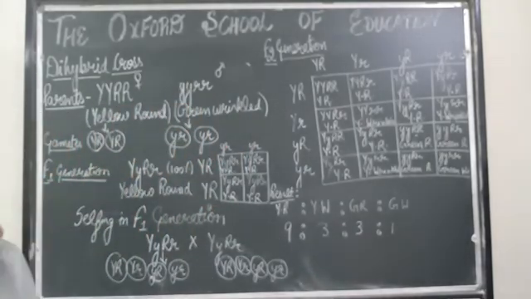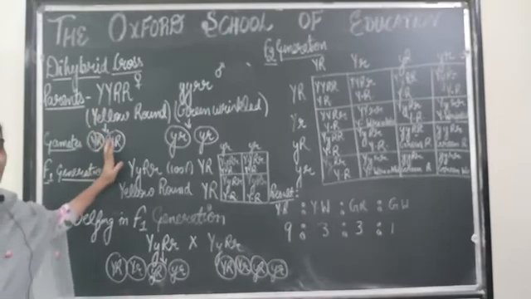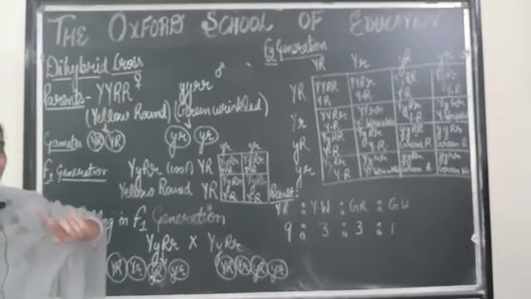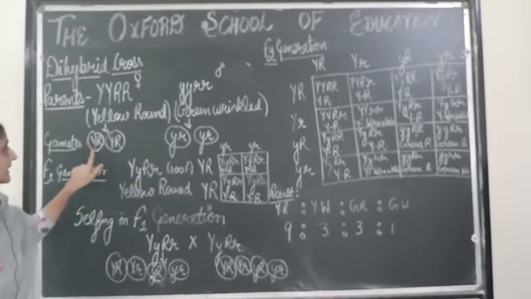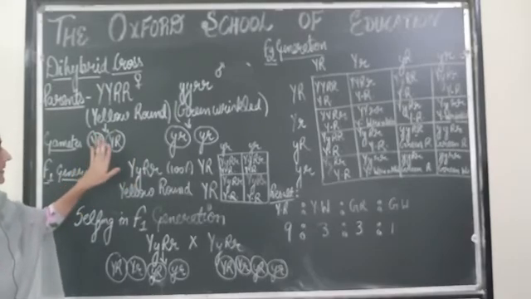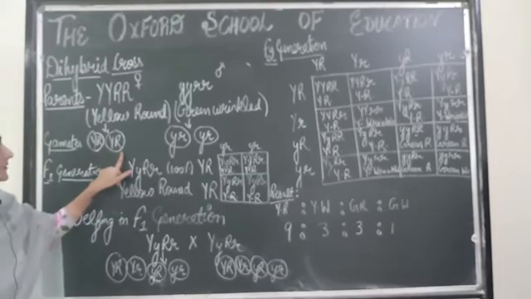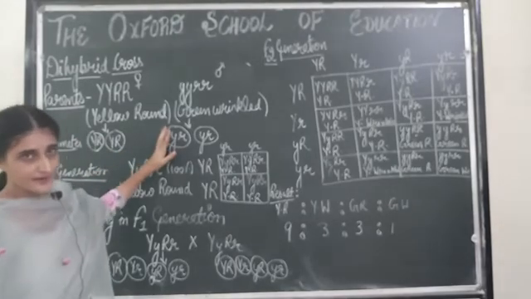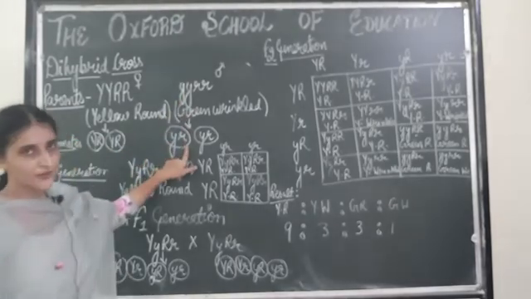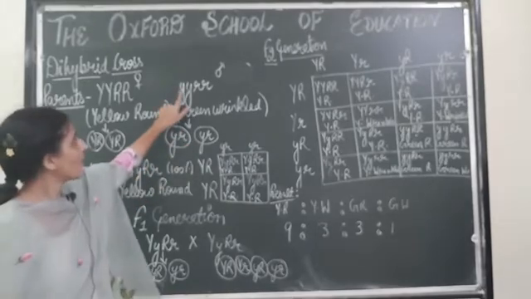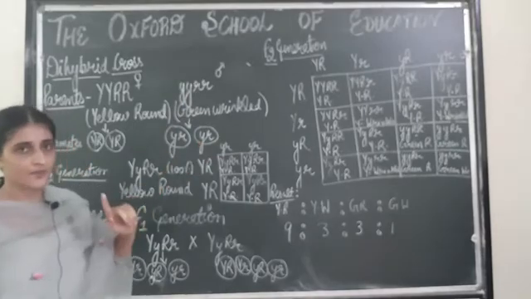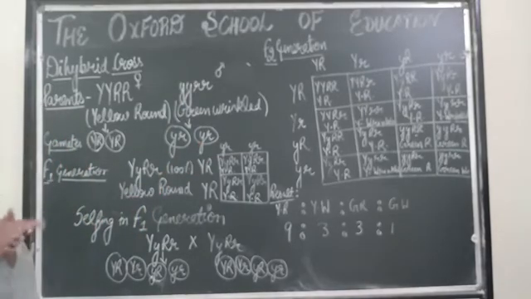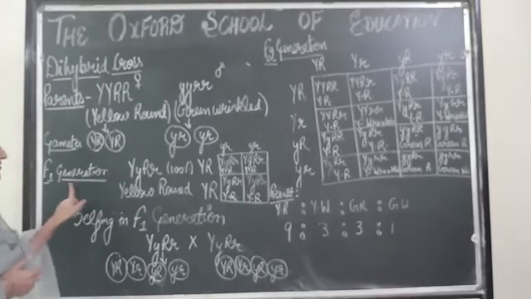So let's take a look. In the case of the first parent, the gametes that would be produced will be capital Y, capital R, capital Y, capital R. In the case of the second parent, the gametes that will be produced will be small y, small r, small y, small r. I hope it is clear.